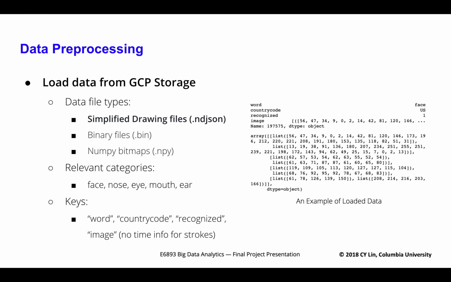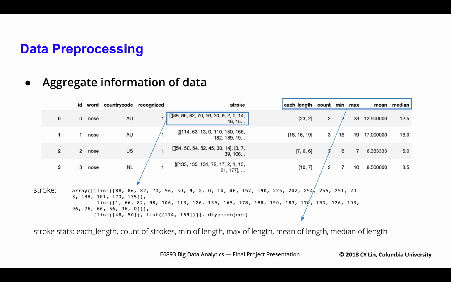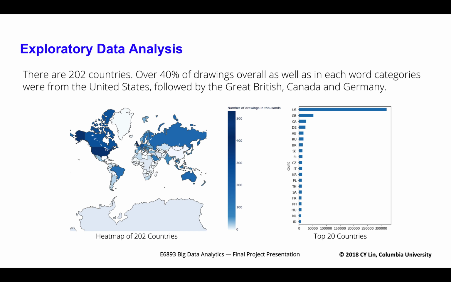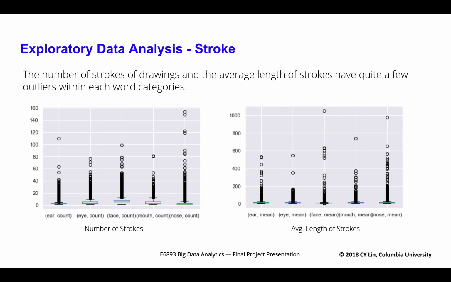We load data from GCP storage and did some aggregation for the data, and we can see that around 94% of the drawings were recognized by the game QuickDraw, and there are over 200 countries, and the majority of the drawings are from the United States. And we can also see the distribution of the number of strokes and the average length of strokes.